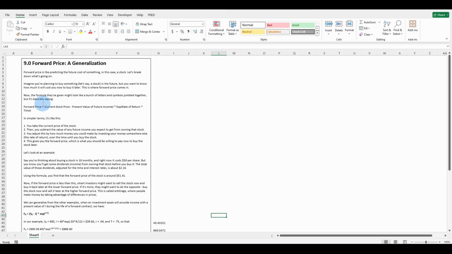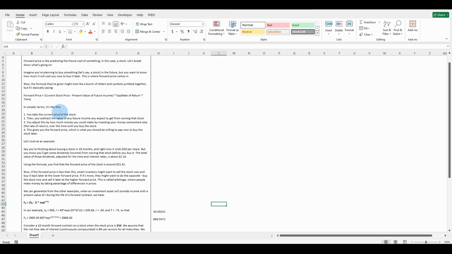The formula they've given might look like a bunch of letters and symbols jumbled together, but it's basically saying forward price is equal to current stock price minus present value of future income times whatever compounding there is. This EXP, rate of return times time, all that is the compounding effect. In simpler terms, it's like this.